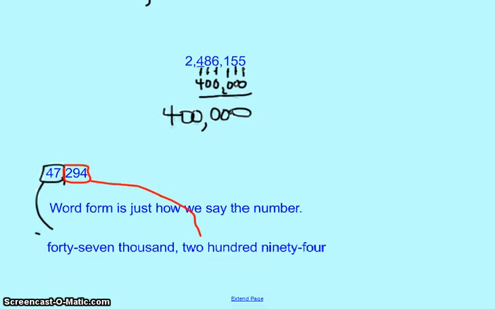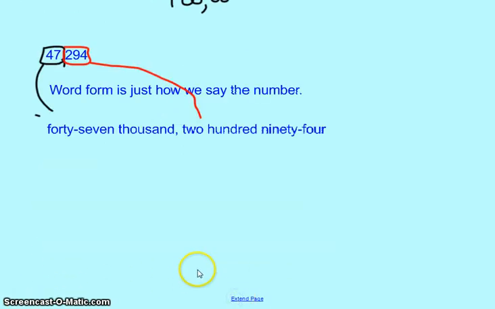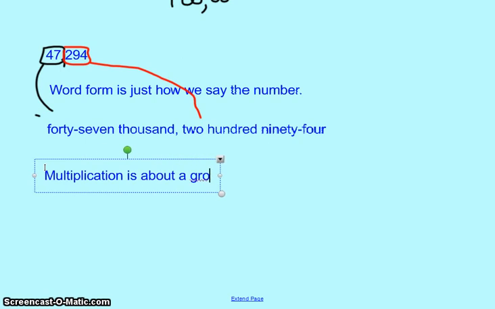Continuing on, that's not the only thing, that's the majority of it. We also are talking about multiplication as about a group of things. Multiplication is about a group of things. All right?